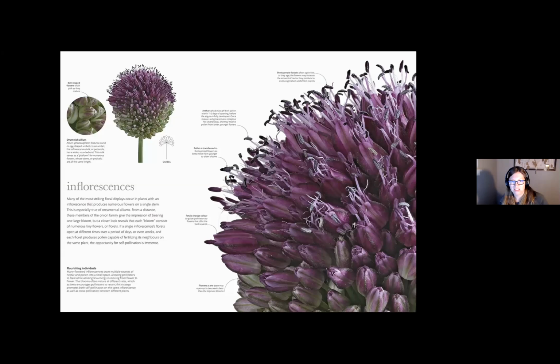So, I mean, it's really pretty. And it also has really good information. It's just, you're never going to take this in the field with you. That's for certain. It's a giant book. It's a good coffee table book, but it's pretty.